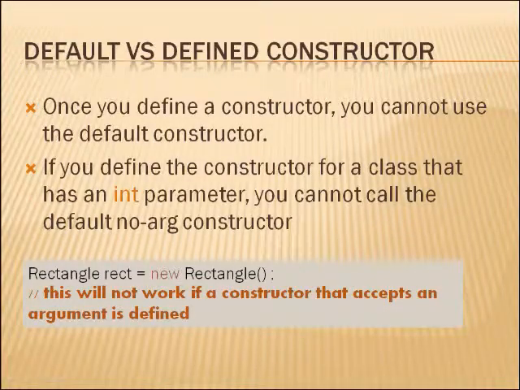Default versus defined constructors. Once you define a constructor, you cannot use the default constructor. If you define a constructor for a class that has an int parameter, you cannot call the default no-arg constructor. Below we have an example where we create an object of the Rectangle class named rect. With it, we call the no-arg constructor. This will not work if a constructor that accepts an argument is defined.